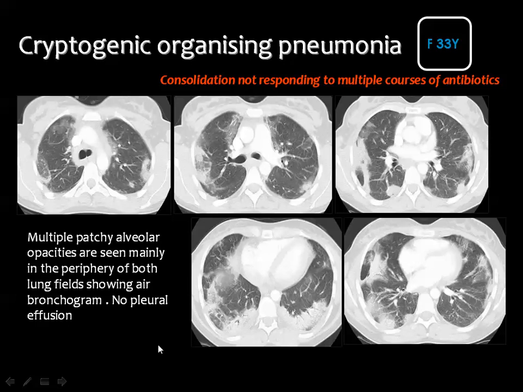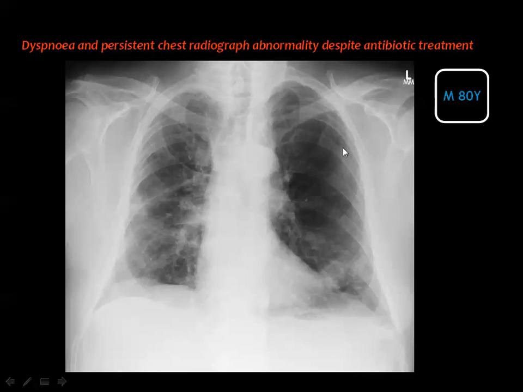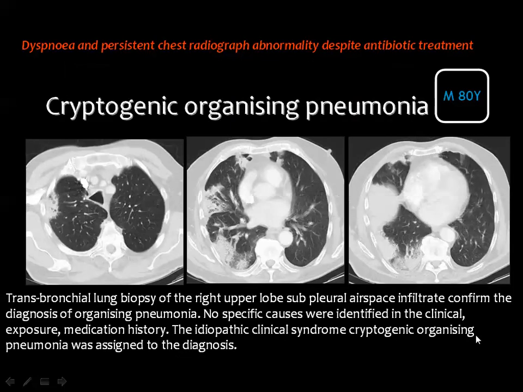by biopsy. And look here at this patient presenting with dyspnea and persistent chest radiograph abnormalities, areas of consolidation, in spite of antibiotic treatment. The high resolution CT is not actually showing the classic reverse of halo sign or atoll sign, but the positive history of multiple patchy opacities not responding to antibiotics may raise the possibility of cryptogenic organizing pneumonia.